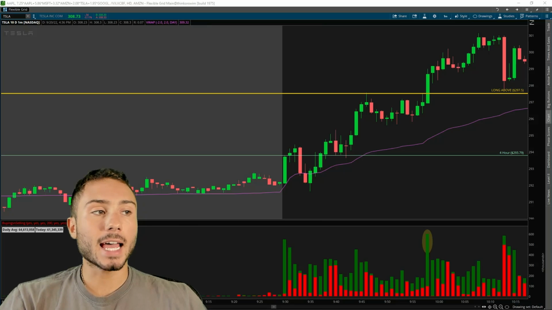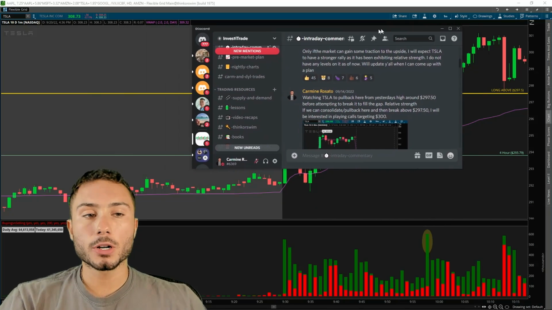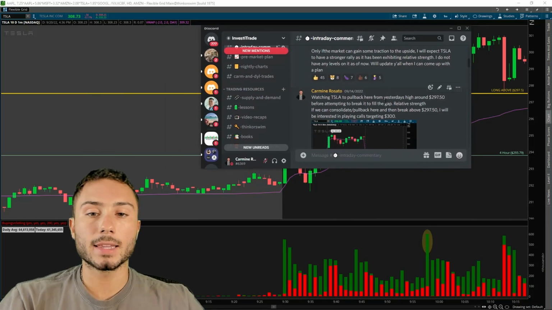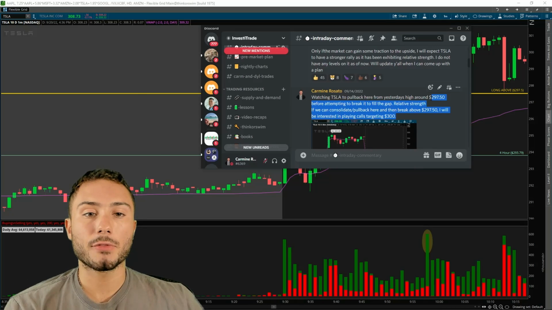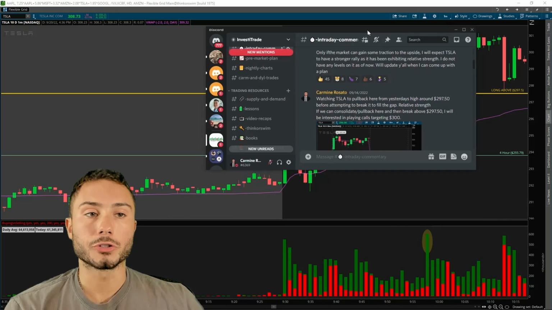So in this example, here we have Tesla. I just want to show you the levels. I posted this in my Discord. But on Tesla, on this day, we were watching the 297.50 area to break out. Above it, I'm going to be interested in playing calls targeting 300.